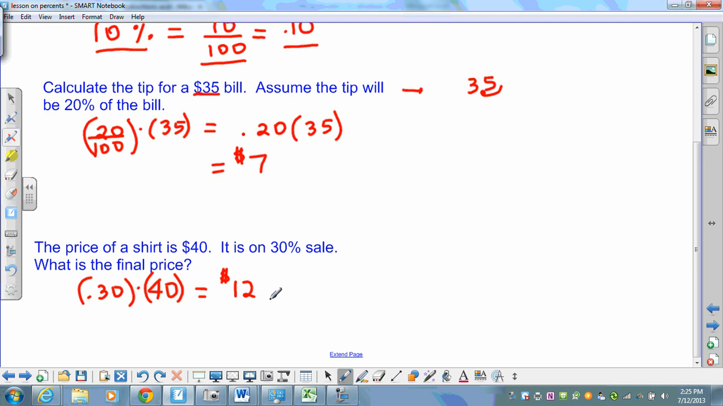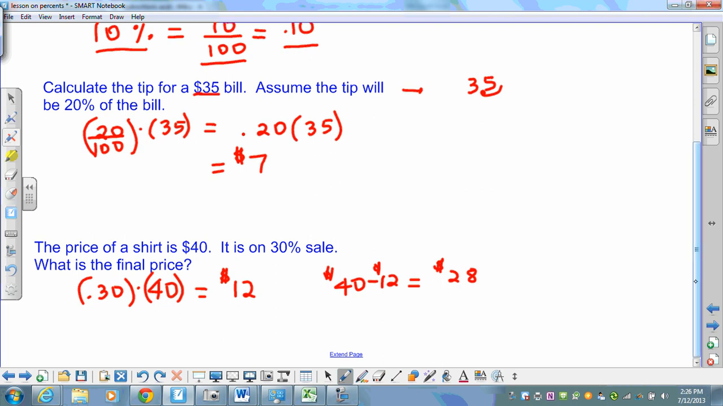And that's the amount of the sale, how much will be reduced from the original price. So since we're asked to find the final price, it will be $40, the original amount, minus $12, the amount of the sale, and that gives us the final price of $28.